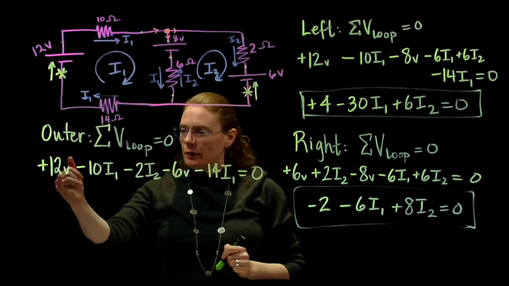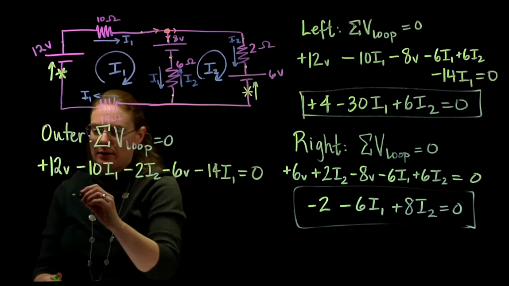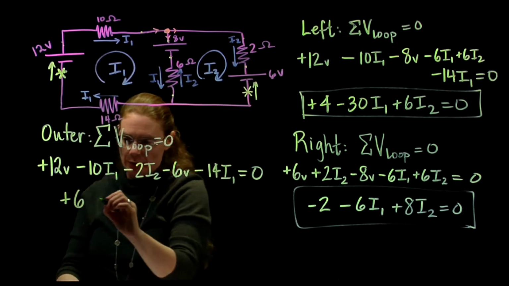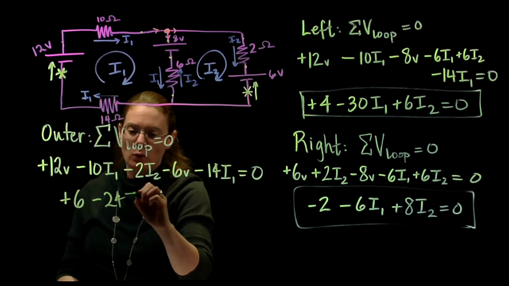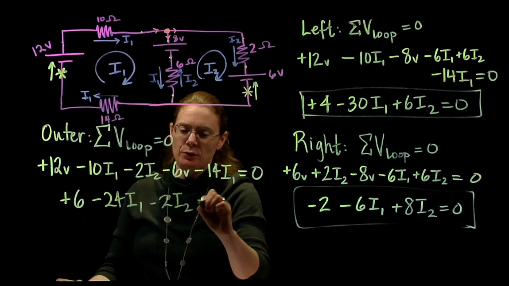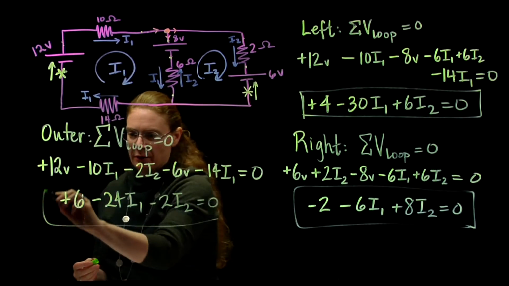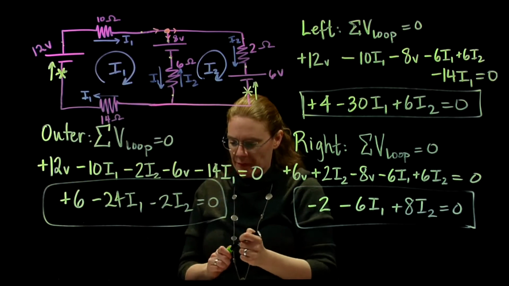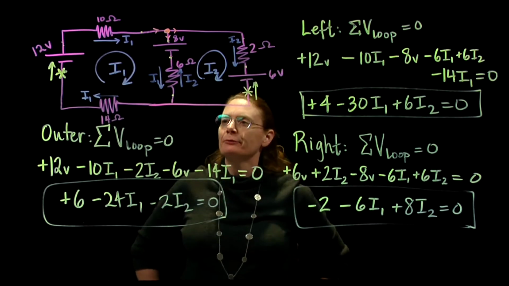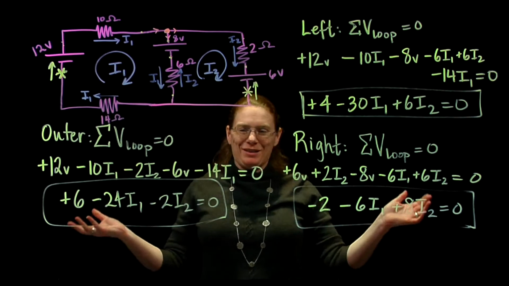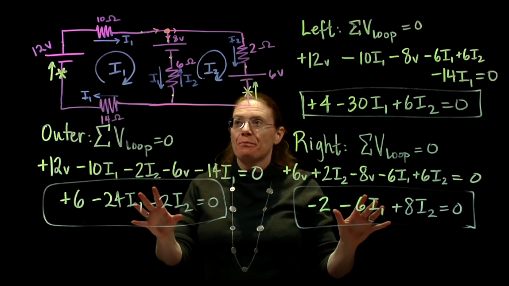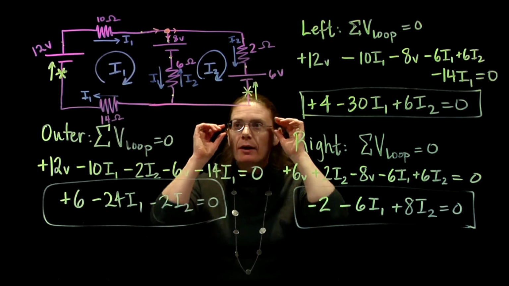Simplify this one. We've got a 12 and a minus 6, giving me a plus 6. I1, I have a negative 10 and a negative 14. So minus 24 I1, I2, I've got a minus 2 I2. Okay, so here is my third equation. Plus 6 minus 24 I1 minus 2 I2 equals 0. What do I do with this? And at this point, we've solved the physics. Now it's solving the math to find our answers.